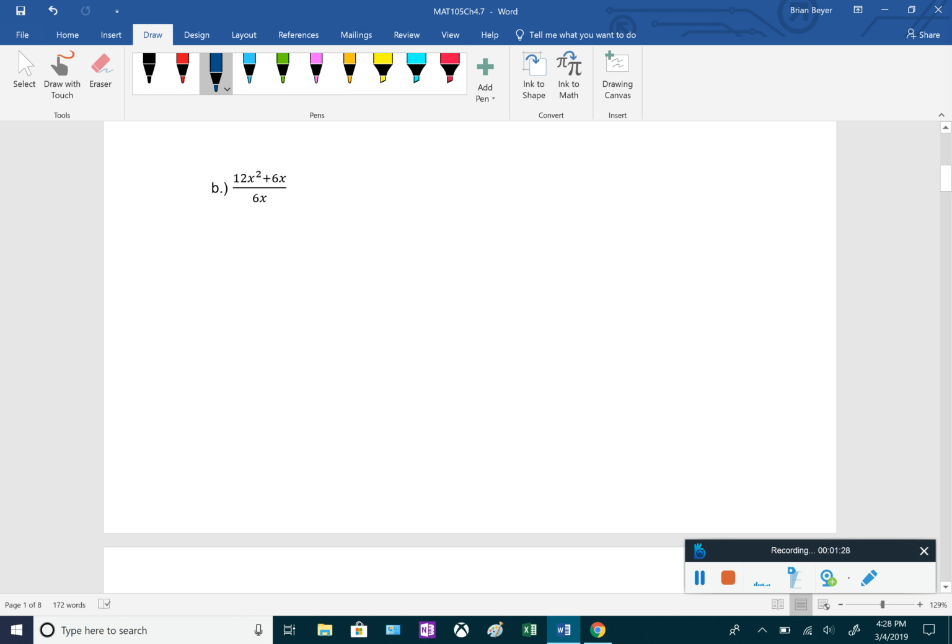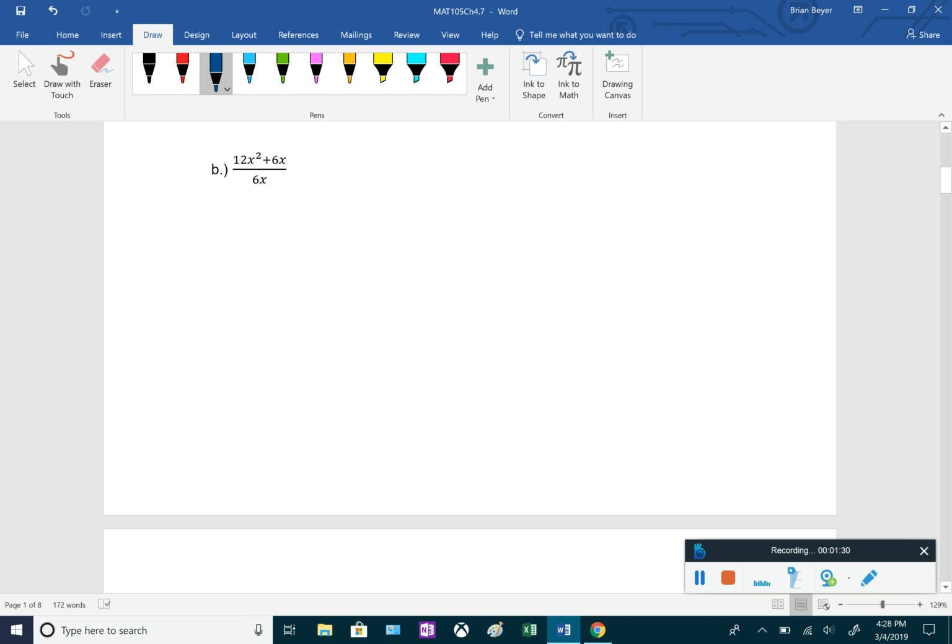Now let's get into the actual one. 12x squared plus 6x, all divided by 6x. We're going to split up the fraction, 12x squared over the denominator plus 6x over the denominator. For the first term, 12 over 6 is 2. X squared divided by x is x, so that's 2x. Plus the second term, 6x over 6x, is just 1. So it's 2x plus 1.